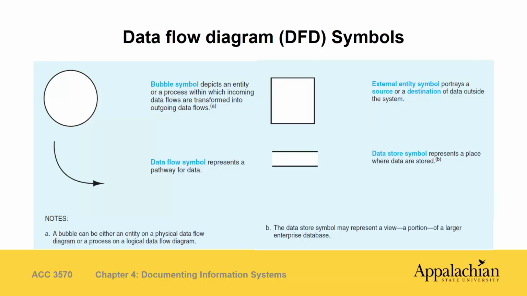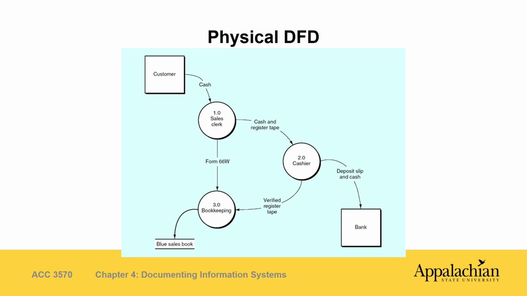This is just a review of the symbols that we covered in the last class. A bubble is the entities. External entities are squares. Data stores are the little parallel lines, and the data flow symbol is the arrows. This is just a generic physical data flow diagram.